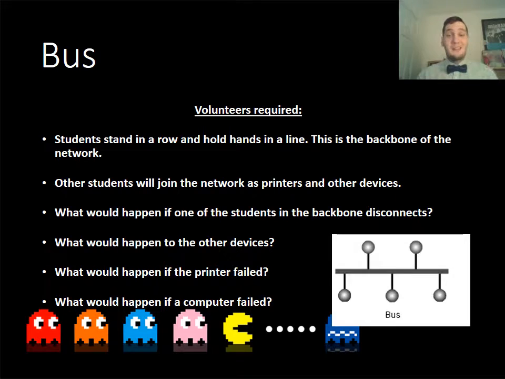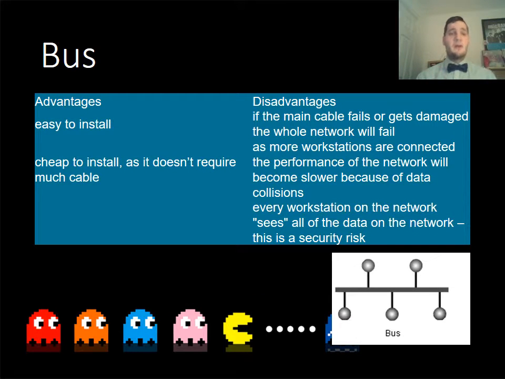And then I get students that are in the middle of the backbone to drop out, and then I say, well, what would happen to the network? What would happen to the computer on that side or that side? I get them to try and pass notes up and down so they can see that the other computer can't get the message through. So there are some questions that you can ask there. But with a bus topology, they might be easy to install and it might not require a lot of cable, but it does have problems.